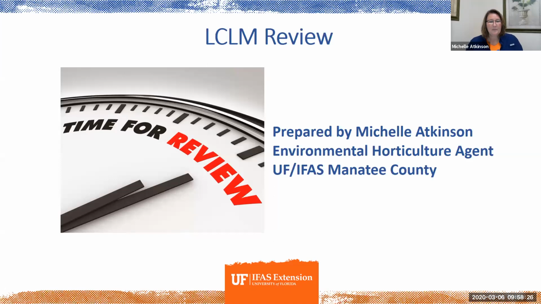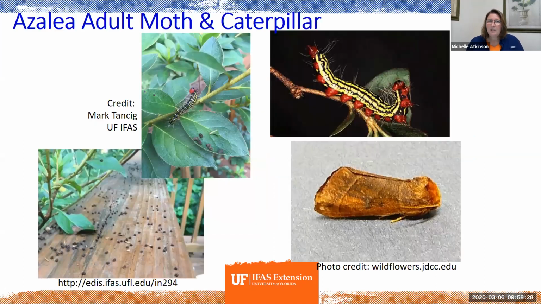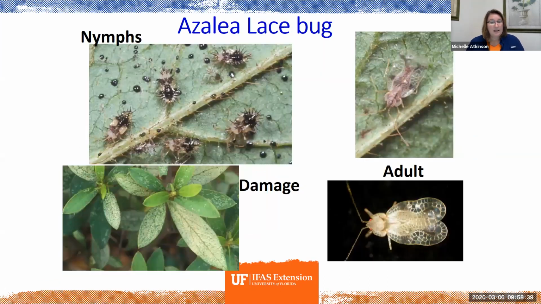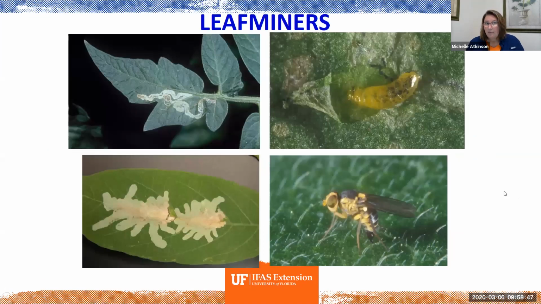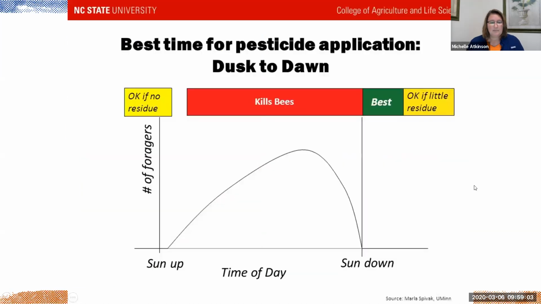Okay, so there's some identification questions on this exam. So make sure that you're familiar with and can recognize the Azalea adult, moth, and caterpillar. The Azalea lace bug and its damage, this stippling here. You'll want to be able to recognize that, as well as leaf miner and its damage. It makes these tunneling, tumbling damage on the leaves. So that's caused by this little guy here, which is the larva, and here's the adult. But this is the kind of damage that it causes.